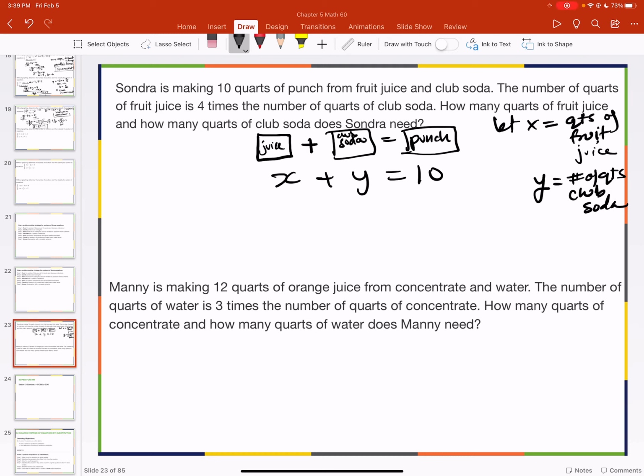But what else? So that's one of the equations. The next one is the number of quarts of fruit juice is 4 times the number of quarts of club soda, okay? So that's your 2 equations. So you can graph this. That's what we're doing here. So we have equation 1 and equation 2.